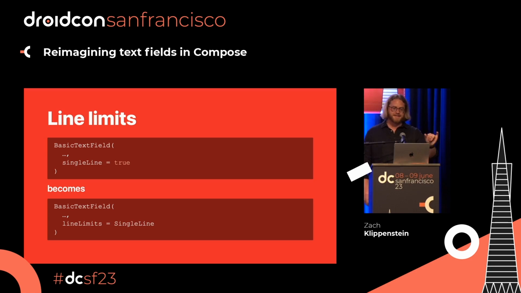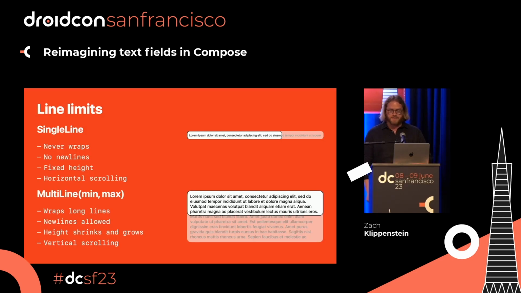We replaced the set of parameters with a single parameter called line limits. This is basically a configuration for everything that those other parameters described. So in the case where you're passing single line true, you no longer have to wonder which one of these takes precedence. You just pass in single line, and that's all you can do. If you want a multi-line field, then you say line limits is multi-line, and that's when you have the opportunity to specify minimum and maximum height in lines.